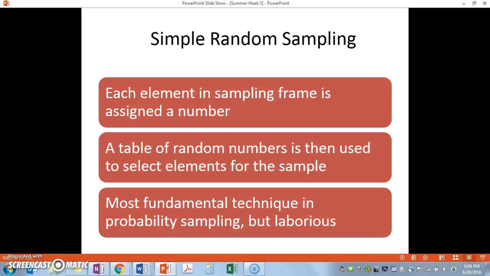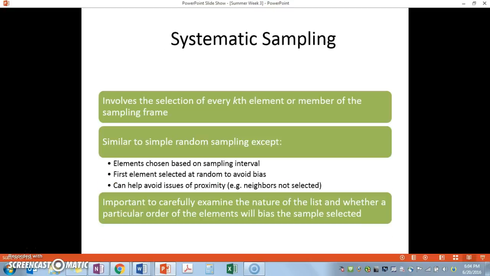We'll go through each one. Simple random sampling is the simplest. It basically means everybody gets a number. There are special tables of random numbers that are included in most statistical textbooks, and you just use that to select elements for your sample. It is time intensive, but it is the most fundamental.